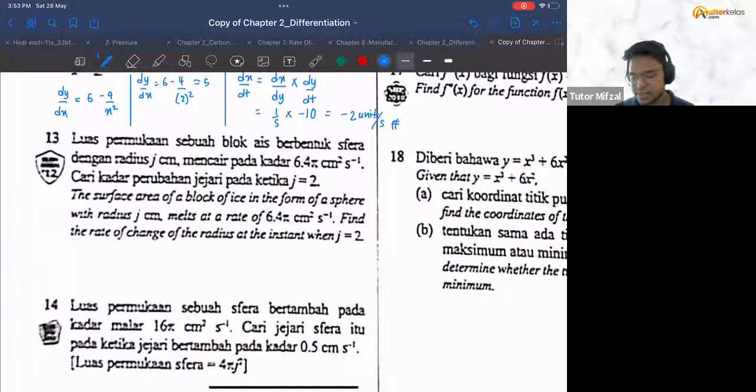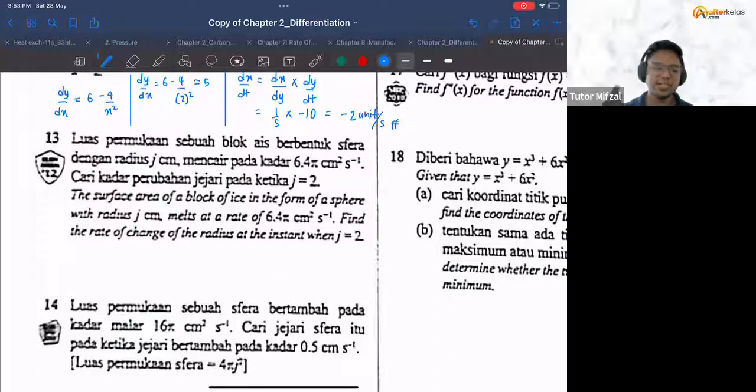Okay, the surface area of a block of ice in the form of a sphere with radius r melts at the rate of 6.4 pi centimeter cube per second. Find the rate of change of the radius at the instant when r is equivalent to 2. This is a slightly harder question, harder in the sense of when you review the three questions, we have what is asked, what is given, and the formula.